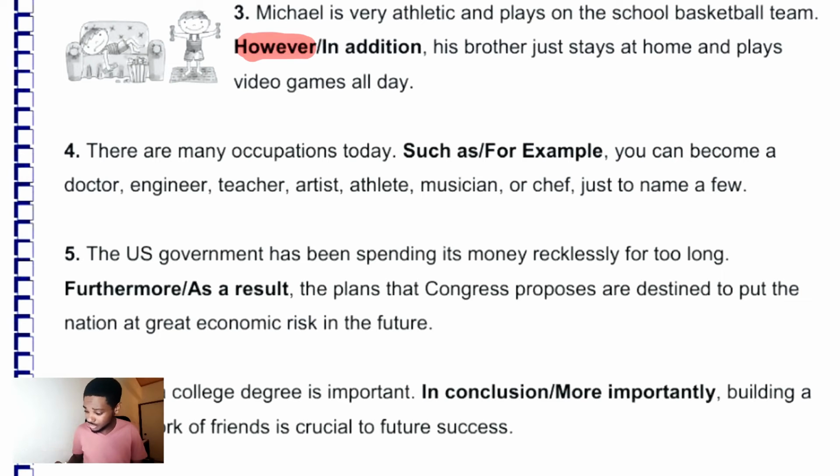Number four, you guys have, for example. There are many occupations, and we have many examples of these occupations, and both of these transitions do the same thing, but grammatically speaking, we need, for example, yeah. If we were to use such as, there are many occupations today, we'd have to say comma, such as, and then we would have to say medicine, engineering, teaching, etc. So same function, but it's just used in a slightly different way grammatically.